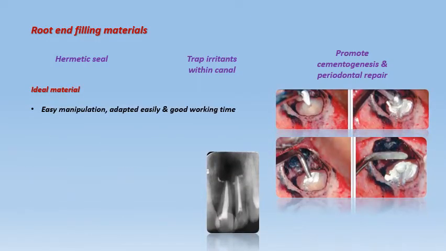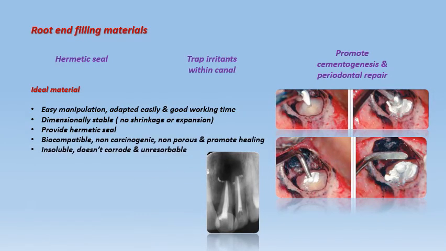The ideal material should have the following properties. For sure, there is no ideal material, but materials that we have nowadays are trying to approach the properties of the ideal material. The ideal material should be easily manipulated, adapted easily, and have a good working time. It should also be dimensionally stable, which means it doesn't shrink or expand, so it does not affect the seal. It should provide a hermetic seal.